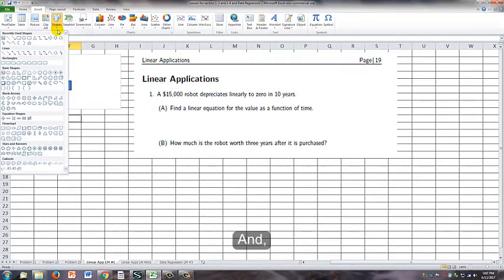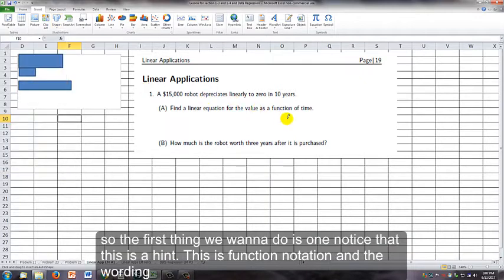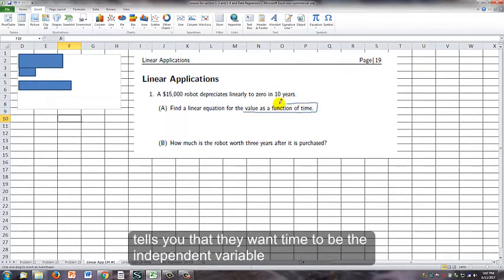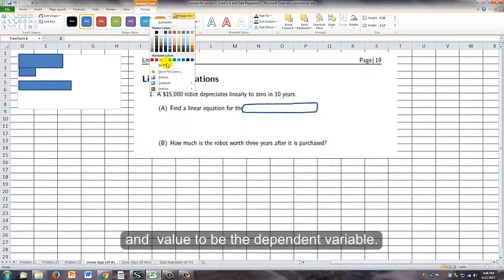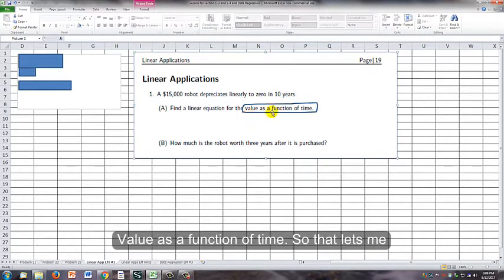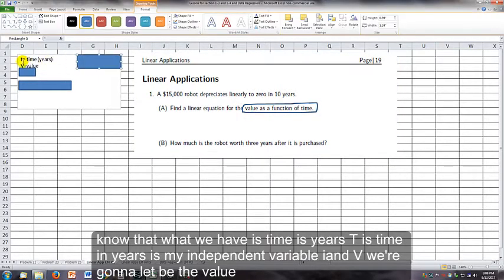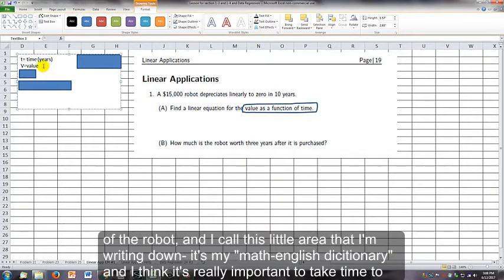And so the first thing we want to do is notice that this is a hint. This is function notation, and the wording tells you that they want time to be the independent variable and value to be the dependent variable. Value is a function of time. So that lets me know that t, time in years, is my independent variable, and v we're going to let be the value of the robot.